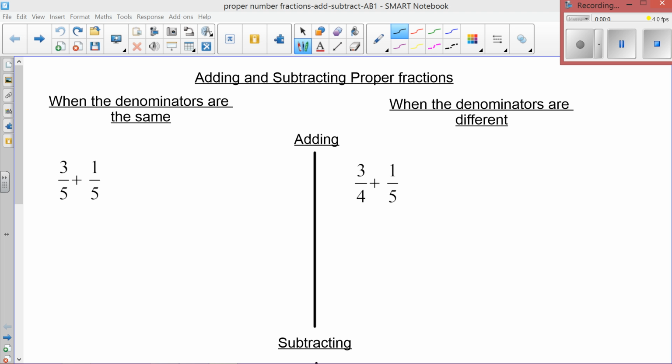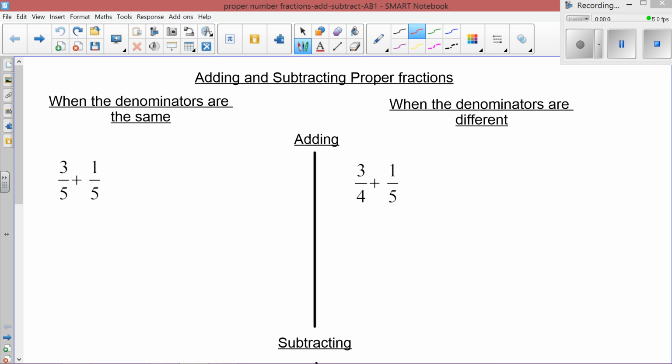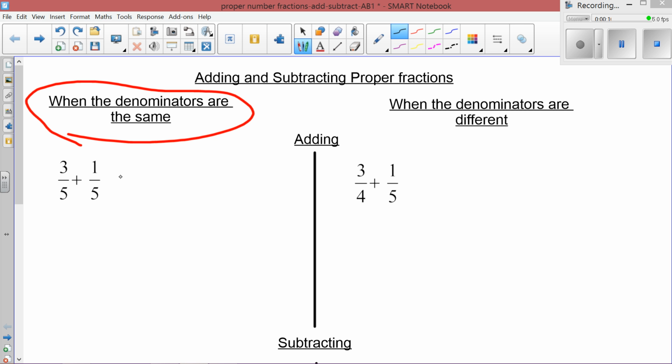To add these two fractions, the important thing to notice is that they have the same denominator. When they have the same denominator, all I need to do is add the numerators. So that becomes 3 add 1 over the common denominator, which is 5. And that gives me 4 over 5.